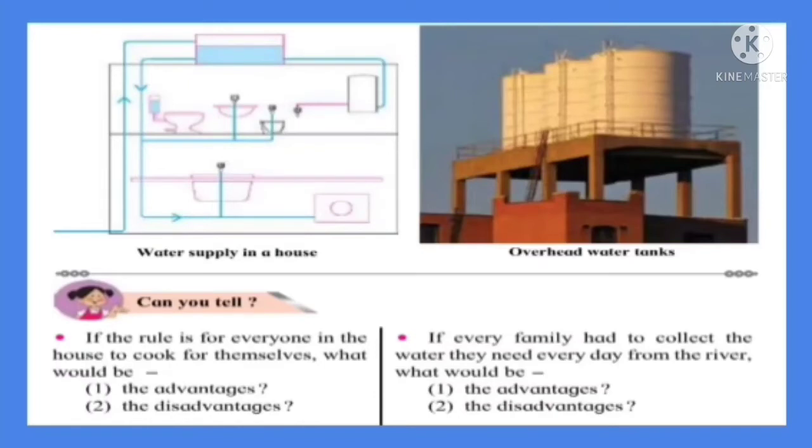The next question: if every family had to collect the water they need every day from the river, what would be the result? Again, we need to say the advantages and the disadvantages. What is the advantage? When one family has to collect water for everyday need, they will collect only as much as they need. So water will not be wasted. But the disadvantage is they have to move up and down to a distant place, carry the heavy load of water, come home, and they are not even sure whether the water collected from the river is safe and clean and potable, right?